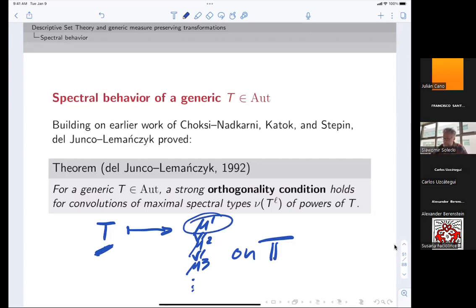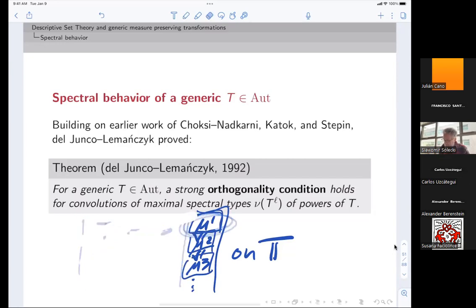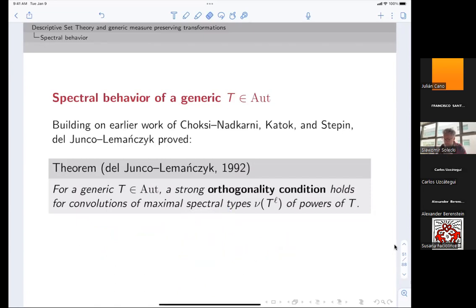And this is a bit of a lie, what I said here. One doesn't really associate with T a sequence of measures. One actually associates a sequence of classes of measures. So we don't get a measure here, we get a class of measures, where by class, I mean that I identify two measures if they have the same measure zero sets. So I get not measures, but measure types. So this main one, this biggest one here, will be called the maximal spectral type. So with every T, I can associate this maximal spectral type.